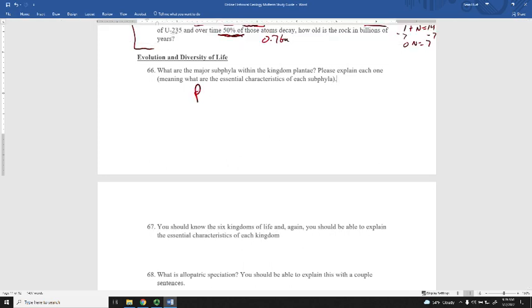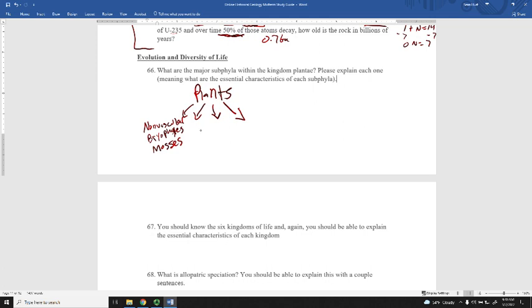So for plants, I ask about the different phyla of plants. So plants is a kingdom, and we have four subdivisions of that kingdom, the 4 different phyla. So those are what are called the non-vascular plants. Those are called bryophytes. Those are things like mosses. There's other things too, like liverworts and hornworts that are non-vascular plants.